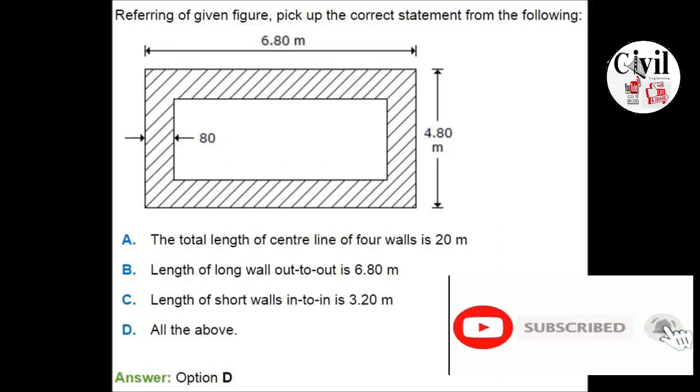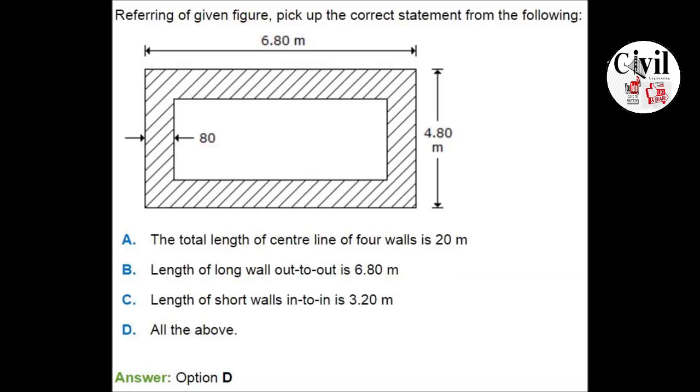Referring to this figure, pick up the correct statements of the following. So the total length of the central line of walls is 20 meter. Length of long wall out to out is 6.8 meter. Length of the short walls in to in is 3.20 meter, and all of above. So all of above is the correct answer, and all options are correct in our case. Okay, so let's move to our next one.